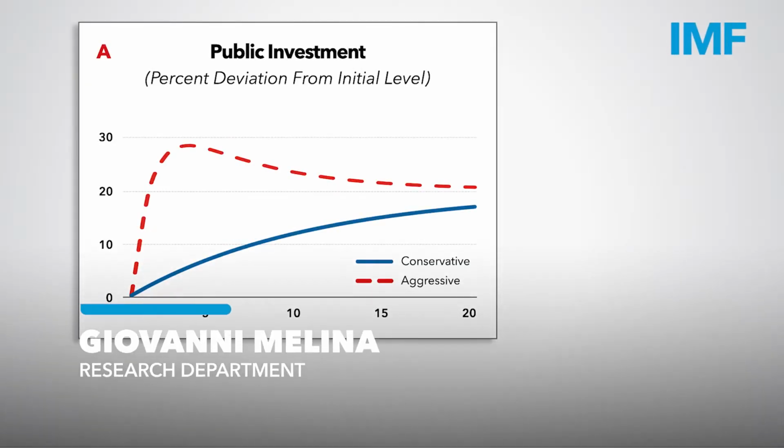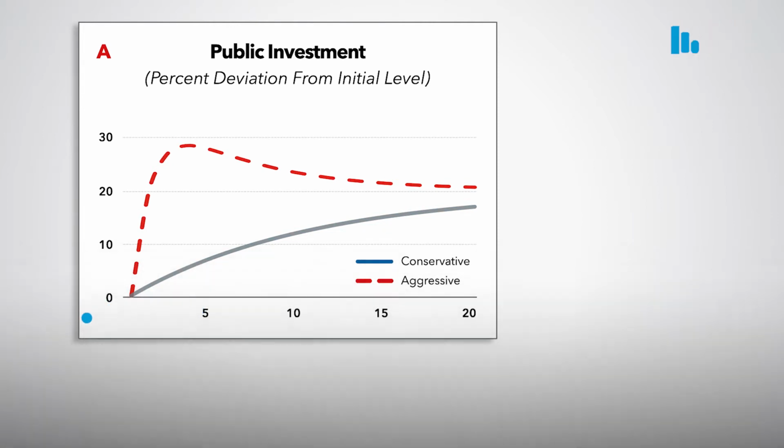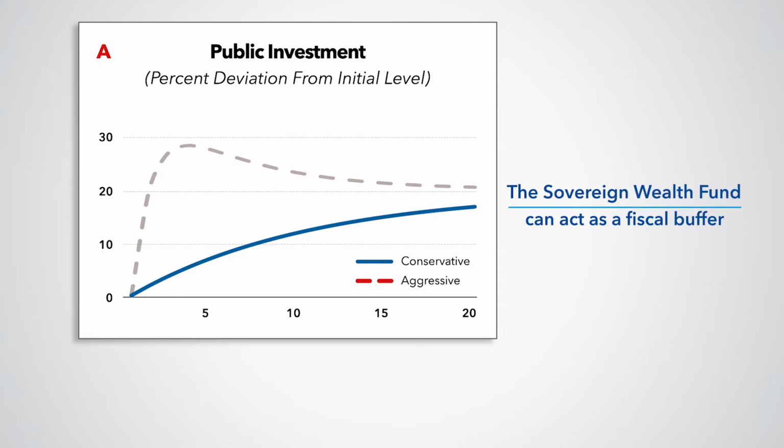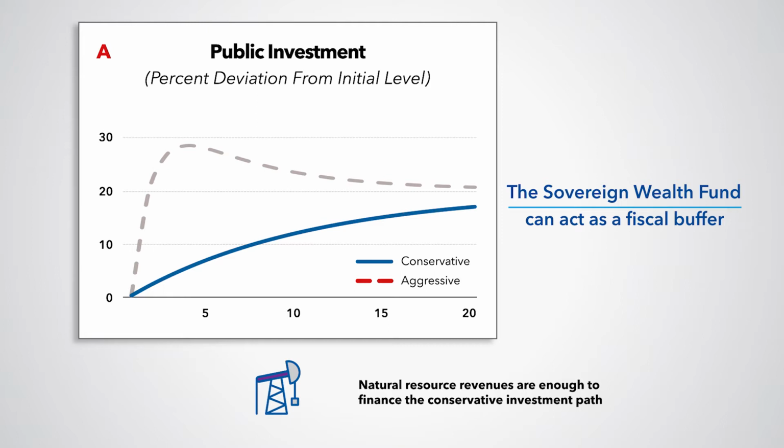In panel A, the blue line reflects the conservative investment approach, while the red line captures the aggressive investment approach. By looking at the figures, we can derive the following lessons. Under a conservative investment approach, a sovereign wealth fund can act as a fiscal buffer. To see this, recall that commodity prices are assumed to be on a downward trend. As a result, natural resource revenues are enough to finance the conservative investment path.